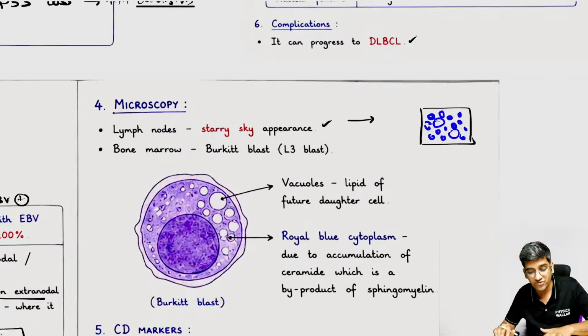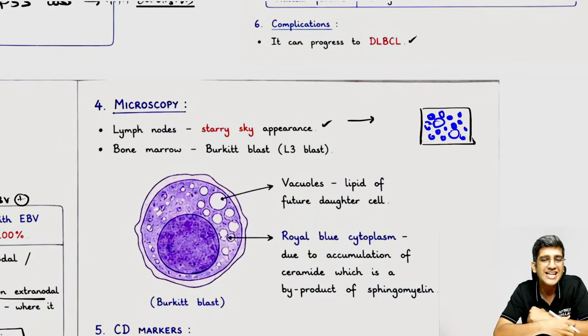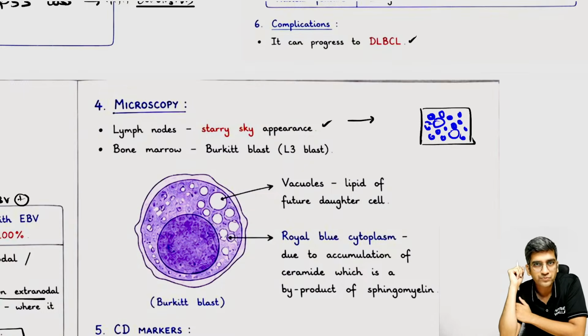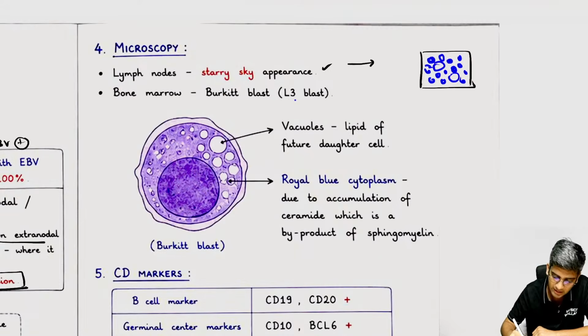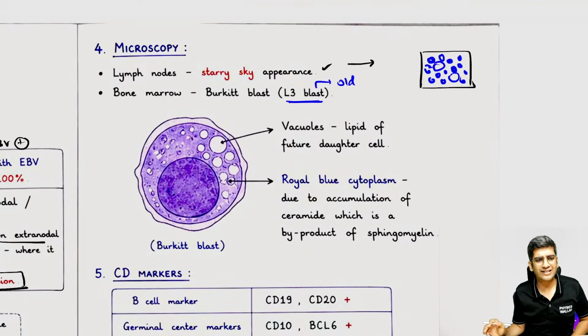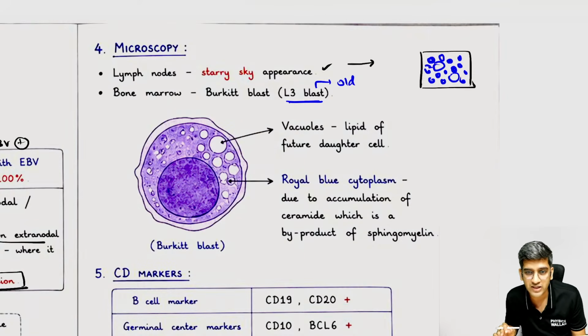Burkitt's, since it's very, very aggressive, there's a very likely chance it can go to the bone marrow. Right? It can easily go to the bone marrow. The moment Burkitt's lymphoma goes to bone marrow, we call the blast Burkitt blast, or the older name also is there, which is L3 blast. L3 blast is the older name. The newer name, we don't call it L3, we just call it directly Burkitt's blast. Fine. Burkitt's blast has a very unique appearance.